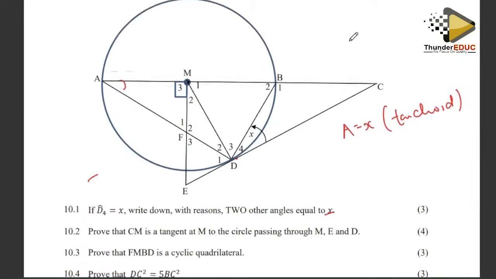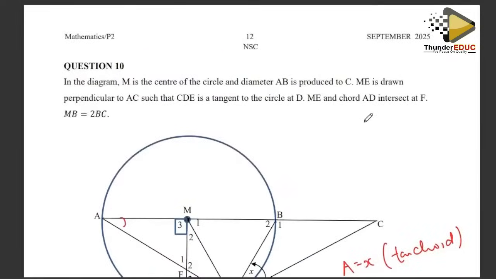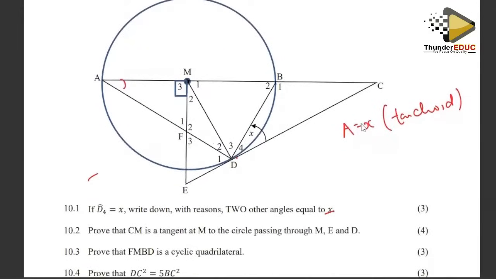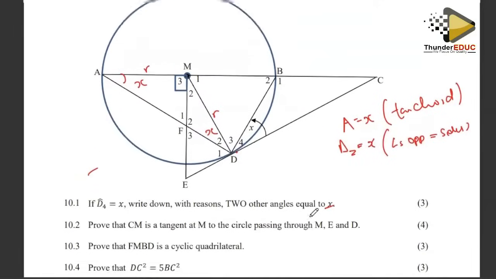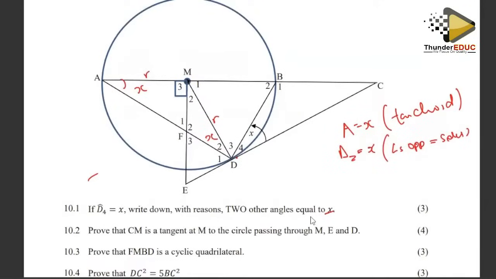Which other information were we given? Nothing, okay. So we're calling this X. If that is X, which means even D2 is going to be X. Angles opposite equal sides, because this is a radius, this is also a radius. If that is true, do we have any other X? I think that's all. Then can we prove that CM is a tangent at M to a circle passing through MED?